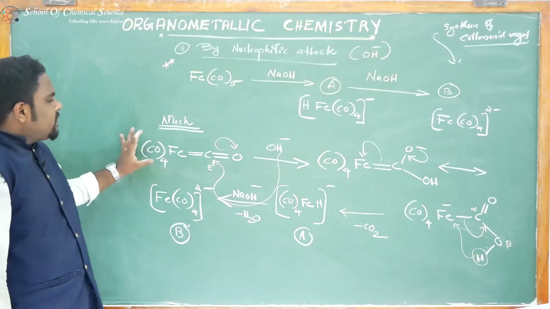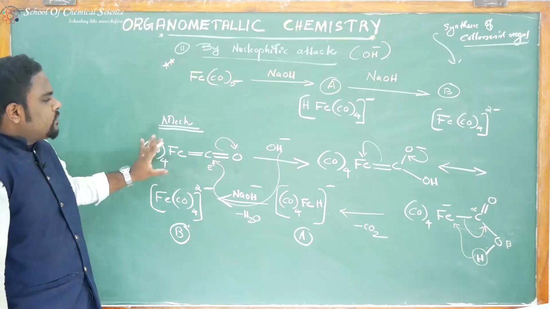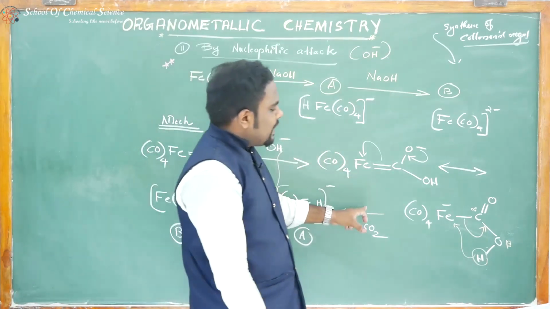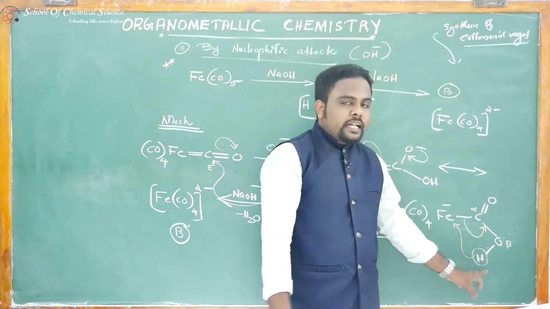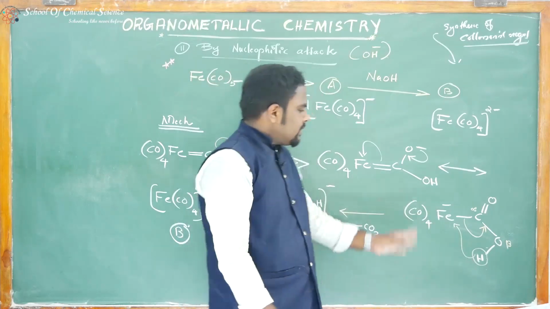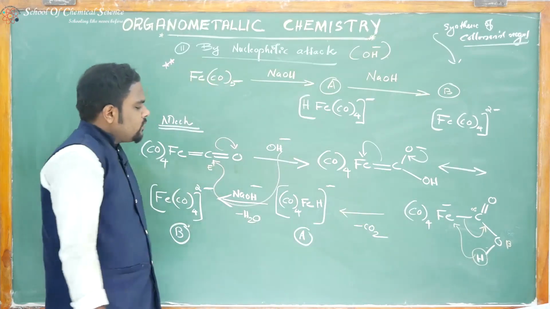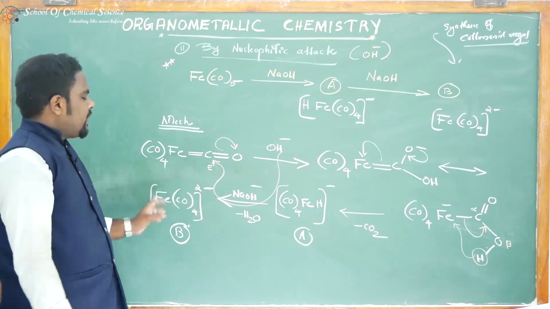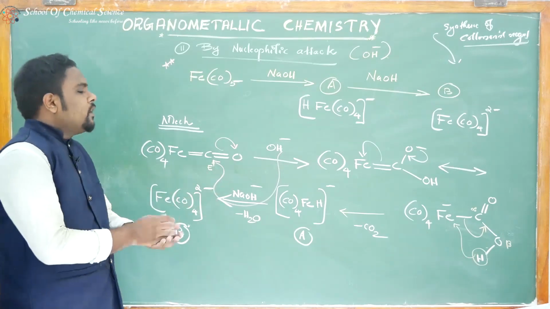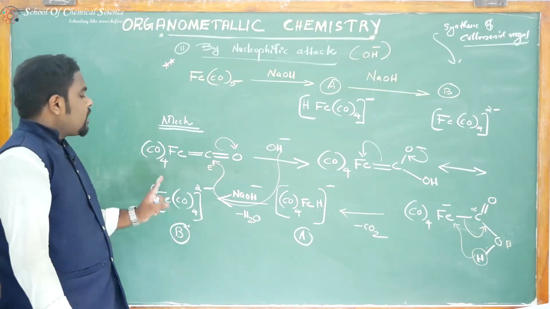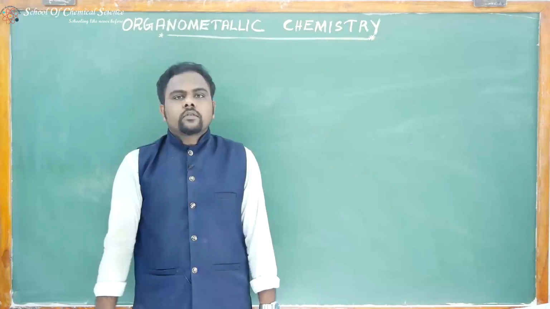Once again, the mechanism: FeCO5 can be written in this fashion. OH minus will attack the carbonyl carbon, then undergo resonance. Then with respect to the metal, at the beta position a hydrogen will be there. That hydrogen will be transferred to the metal and CO2 is eliminated, so CO4FeH minus. Further with the NaOH, FeCO4 2 minus, Collman's reagent, will be formed. This is also a preparation of carbonylate ion.